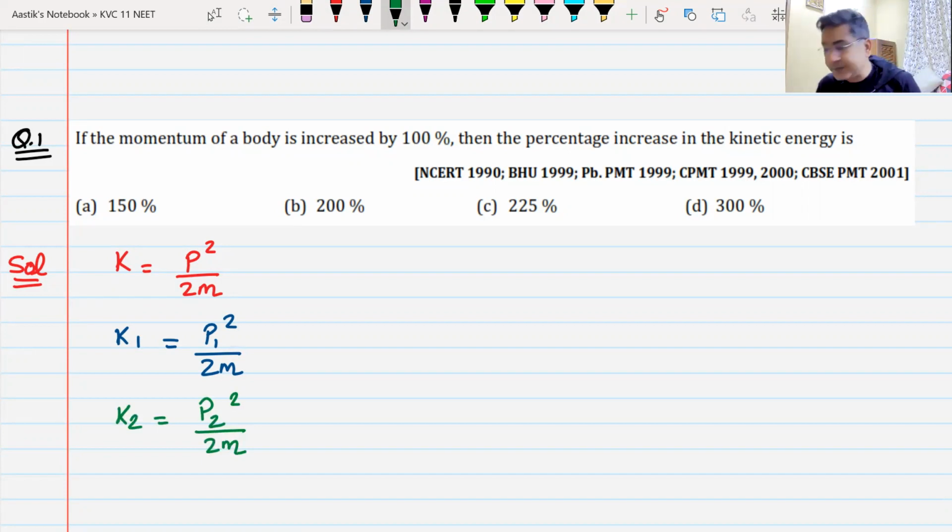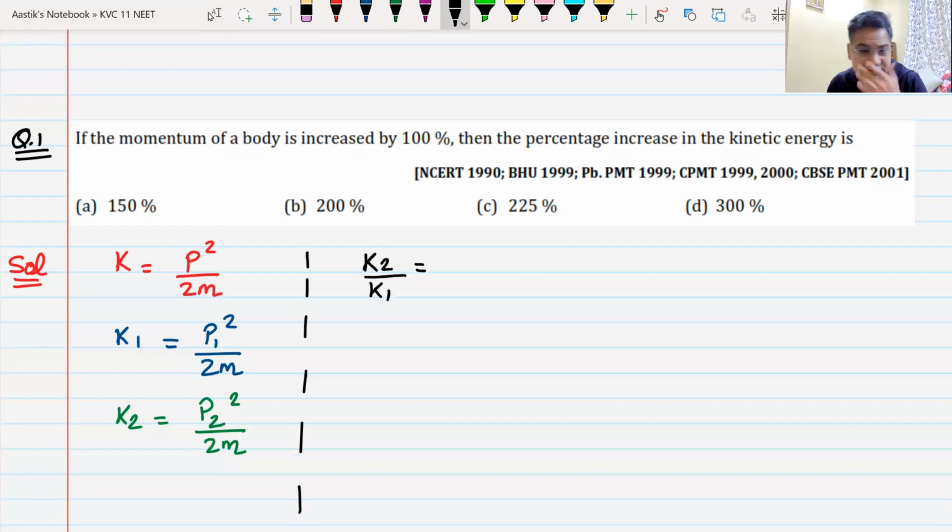P1 and P2 are the initial and the final momentum. I have to find out the value of K2. How am I going to do it? I can find the ratio, final kinetic energy K2 divided by initial kinetic energy K1. I will divide these two. m and m will get cancelled, 2 and 2 will get cancelled. I will have P2 divided by P1 whole square. Do we understand this?